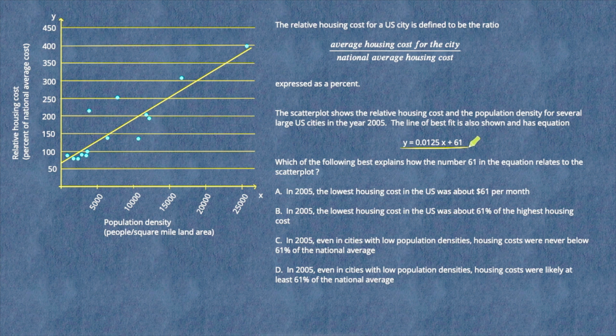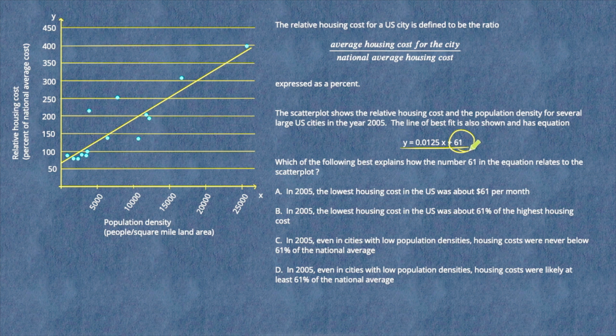Let's look at the answers one by one. In 2005, the lowest housing cost in the US was about $61 per month. First, we need to understand what they're asking: in the line of best fit, you have something plus 61. So they're asking what is that 61 with respect to the scatter plot which they are given.